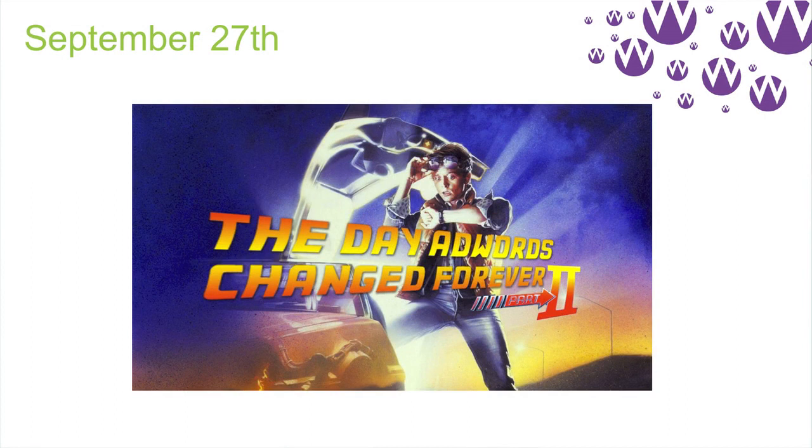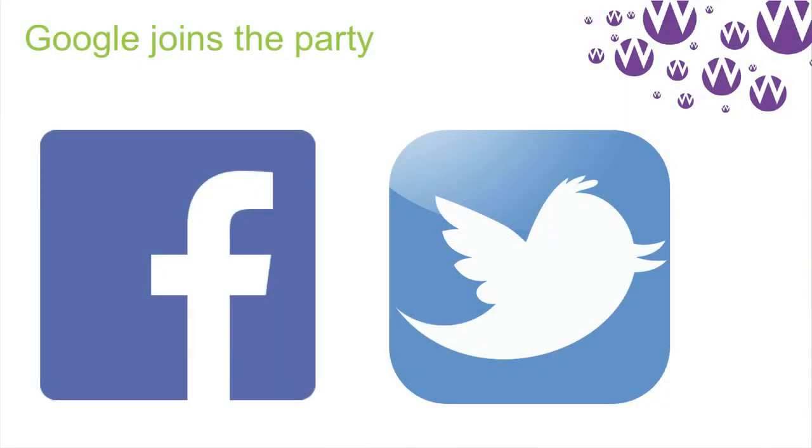So I'm going to talk to you about the day that AdWords Changed Forever Part 2, and that day was September 27th. That was the day that Google finally joined the first party data party. This party has already seen Facebook and Twitter present for a good long while, and what it means is basically that Google AdWords now allows first party data to be used in the Google AdWords search platform.